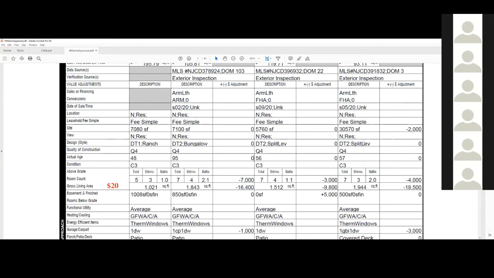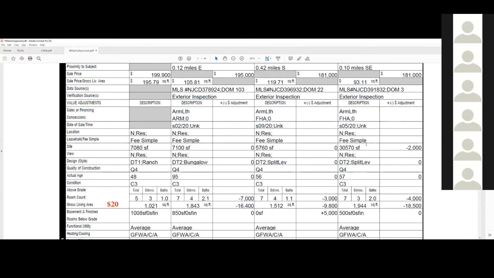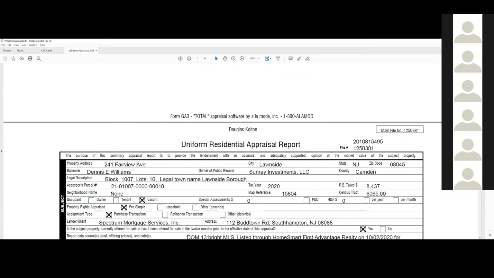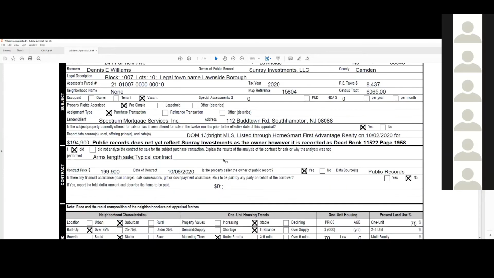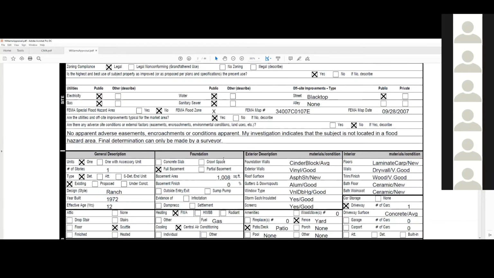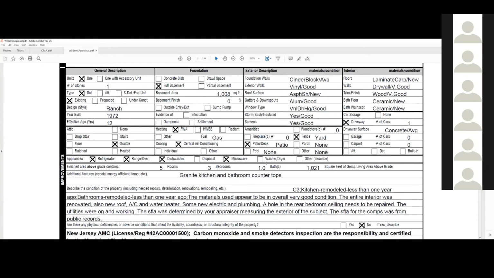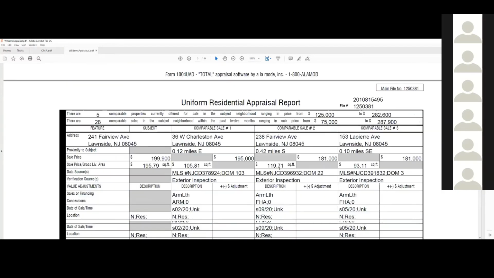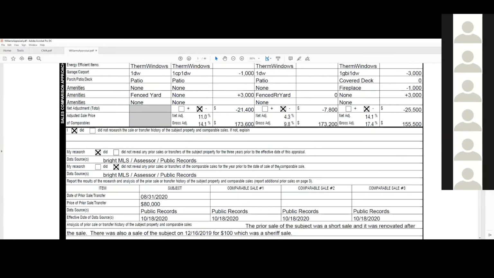Chris Mooney? What's that? Was this your property? What was the address? 241 Fairview. 241 what? Fairview Avenue, Lawnside. No. I think it was one of, oh, actually, that was Baya Lagares. So this was one of our agents' reports, actually.